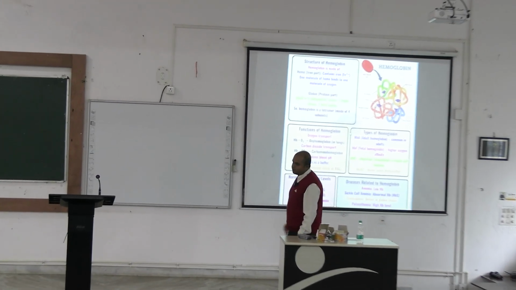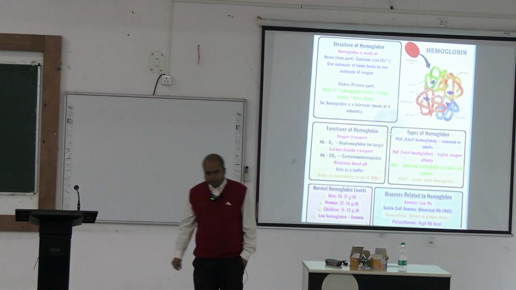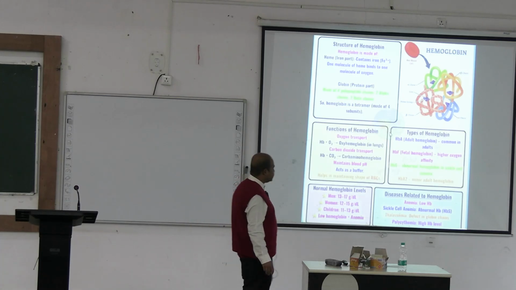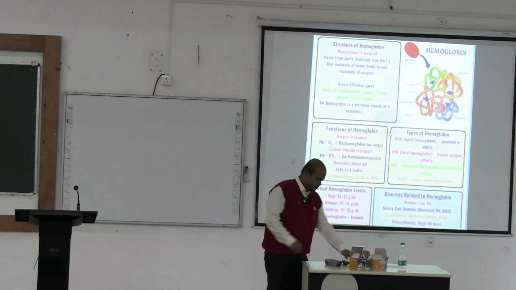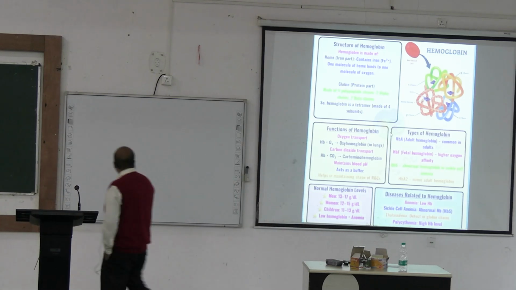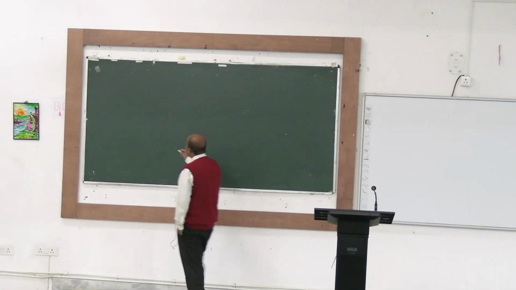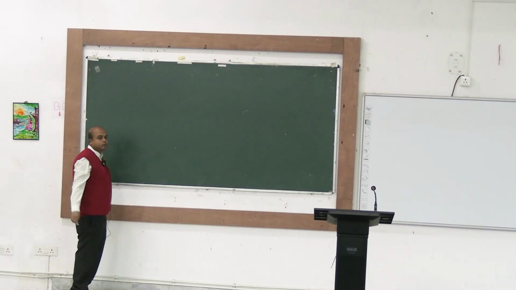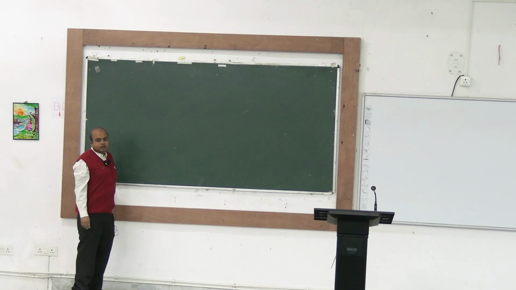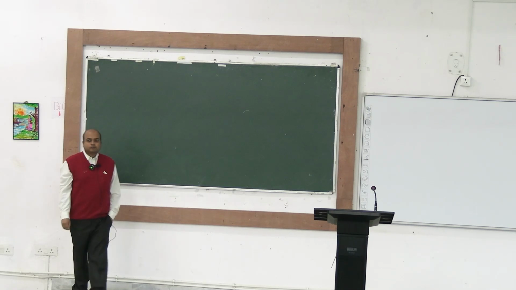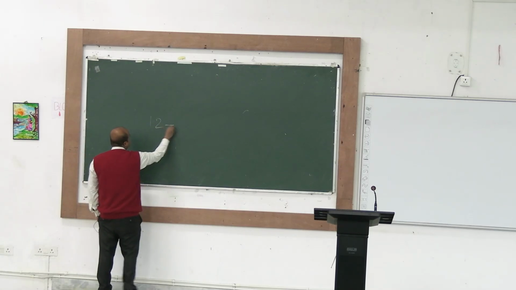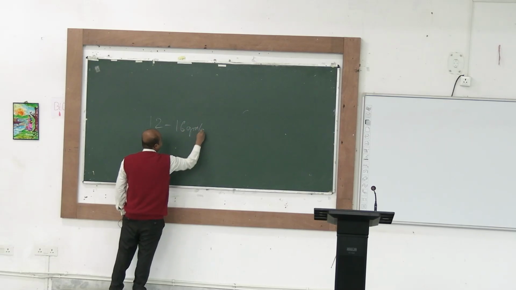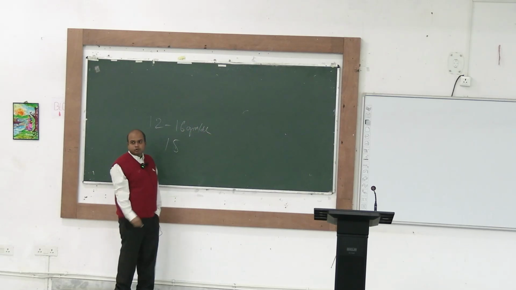You can say for adult males it is 14 to 16 gram per dl. For adult females it is 12 to 15 gram per dl. So, if it is 12 to 16 gram per dl, just calculate the total hemoglobin carried in the human blood. Just simple mathematics. Take a single value, say 15. So what is the total amount of hemoglobin in the blood?